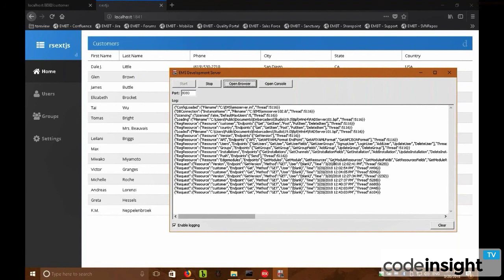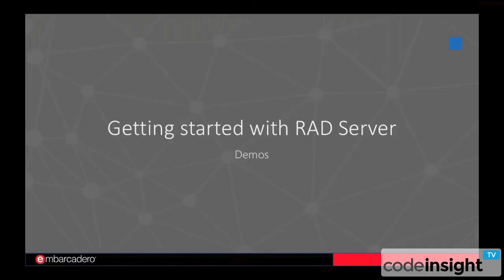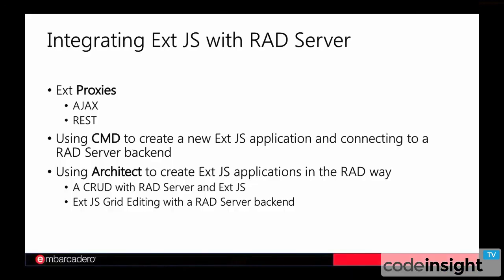So we learned the basics about RAD server, and then we created our first application, an ExtJS application, using the CMD, and we saw how to connect this application to our RAD server backend. In this case, we used the AJAX proxy. So now let's take a look at the Architect. The Architect is a visual editor that allows developers to quickly create web applications using the ExtJS framework.